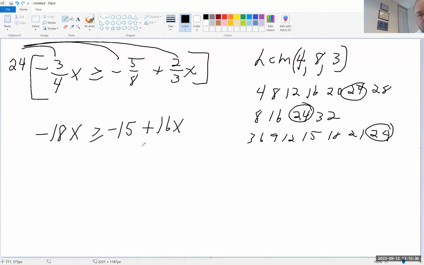Okay. I'm going to subtract 16x from both sides. So that was the whole reason for multiplying by the LCM, is so that I end up with whole numbers or integers. -18 minus 16 is -34.